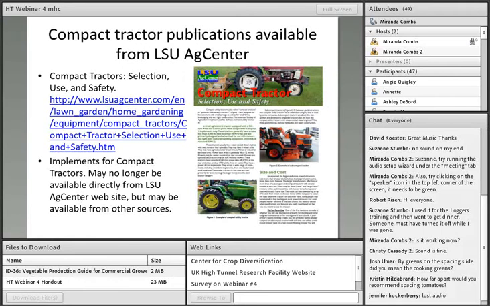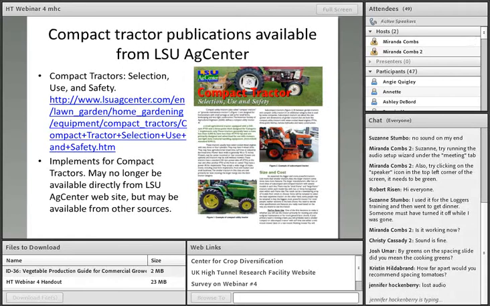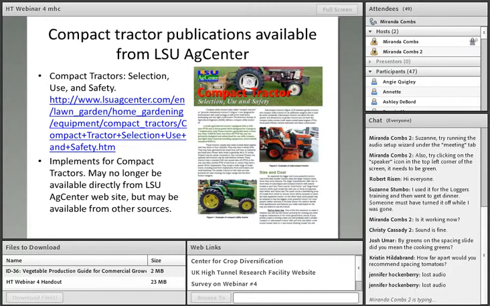These come out of LSU AgCenter. Both of these publications are available online. The first one is Compact Tractors, Selection, Use, and Safety, and that one can be accessed at the web link that's shown here, and that can be downloaded directly online. They have a second one on implements for compact tractors. It's also a good publication. This one is not necessarily still available from the LSU AgCenter website, but it is available from some other websites, maybe at a cost.